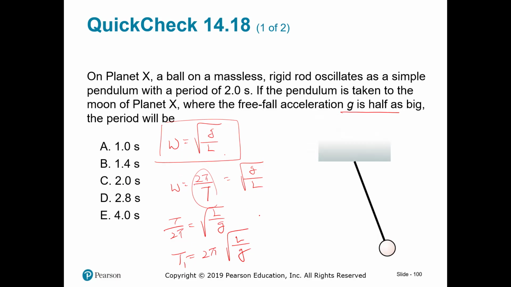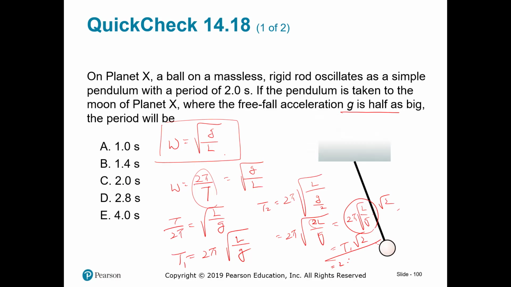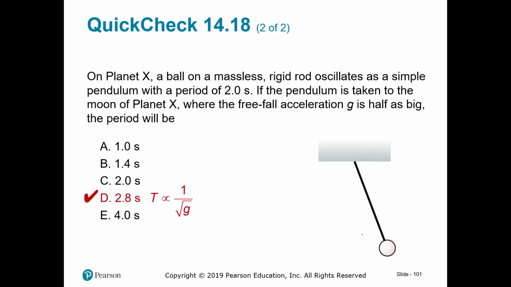So then now you see what happened. So this is T1. So what is your T2? Everything same because we have the same length L, but now g is 1/2, right? So this is g over 2, which is 2 pi root 2L over g. Again, we separate root 2, which is 2 pi root L over g times root 2, right? So this is what? T1 times root 2. So you increase your period by a factor of root 2. So the answer is 2 times root 2, right? Which is 2.8.